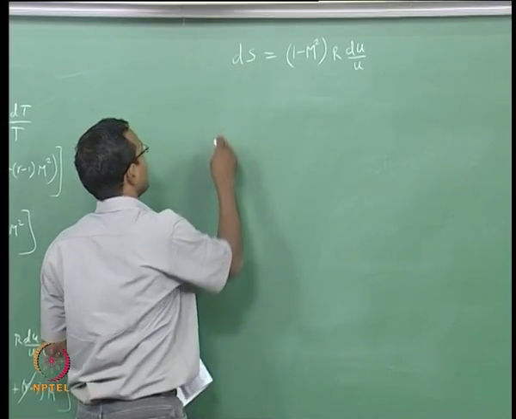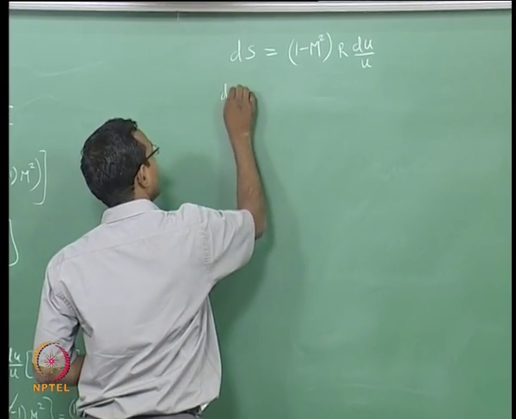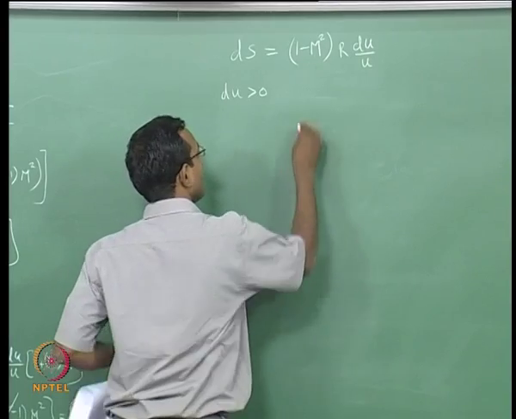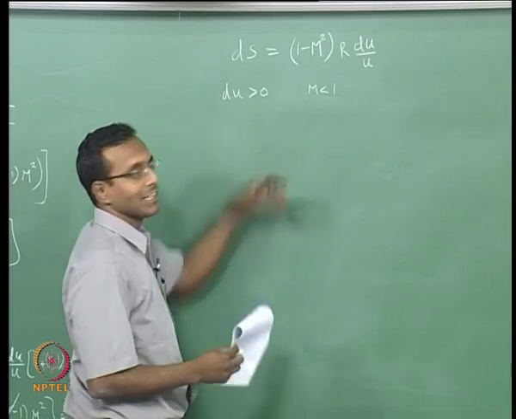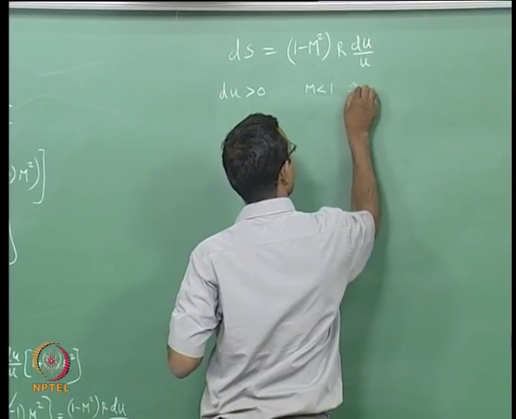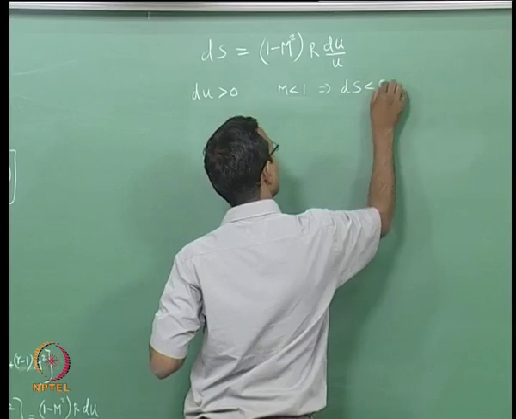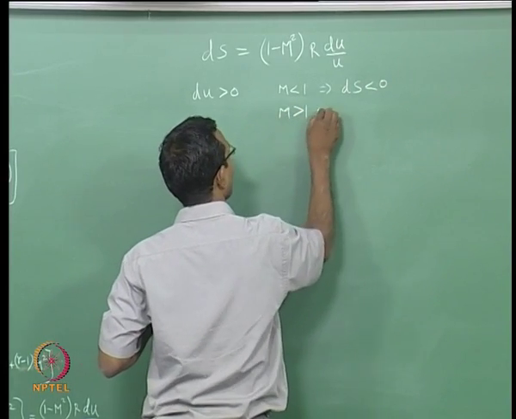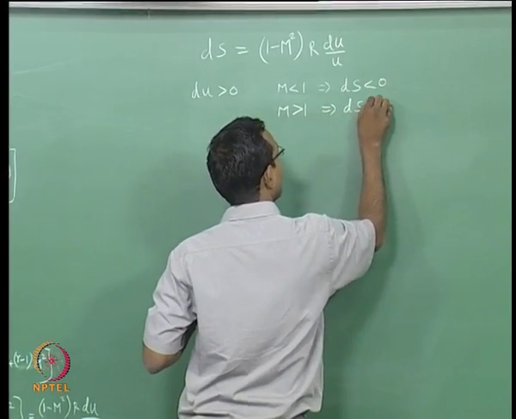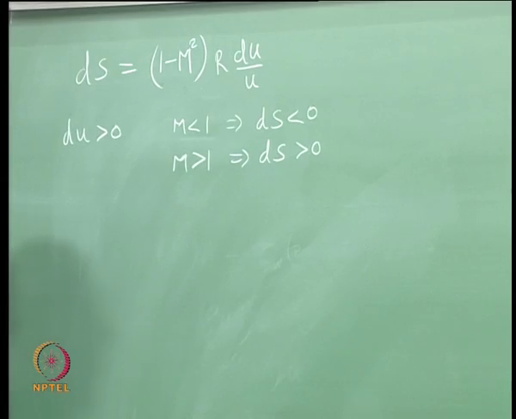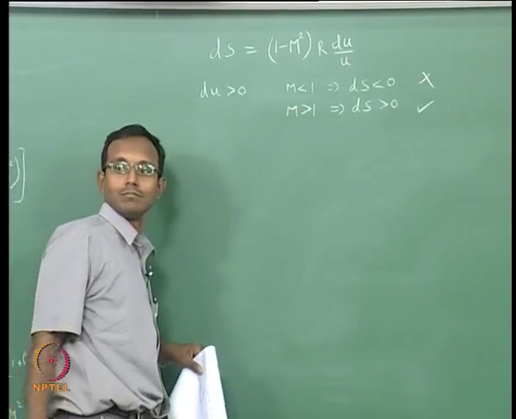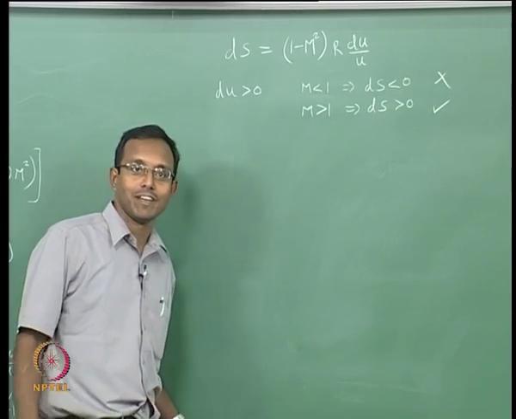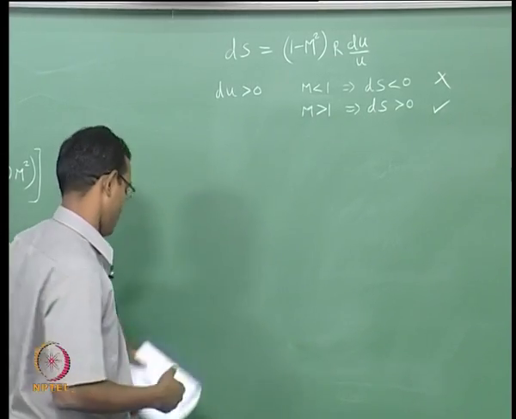So now let us consider a case du greater than 0. If m is less than 1, then I will have ds less than 0. M greater than 1 implies ds greater than 0. This is what I am saying. So the top case is not allowed, this one is allowed. We know only cases where entropy increases will be allowed in nature. So I am going that direction.